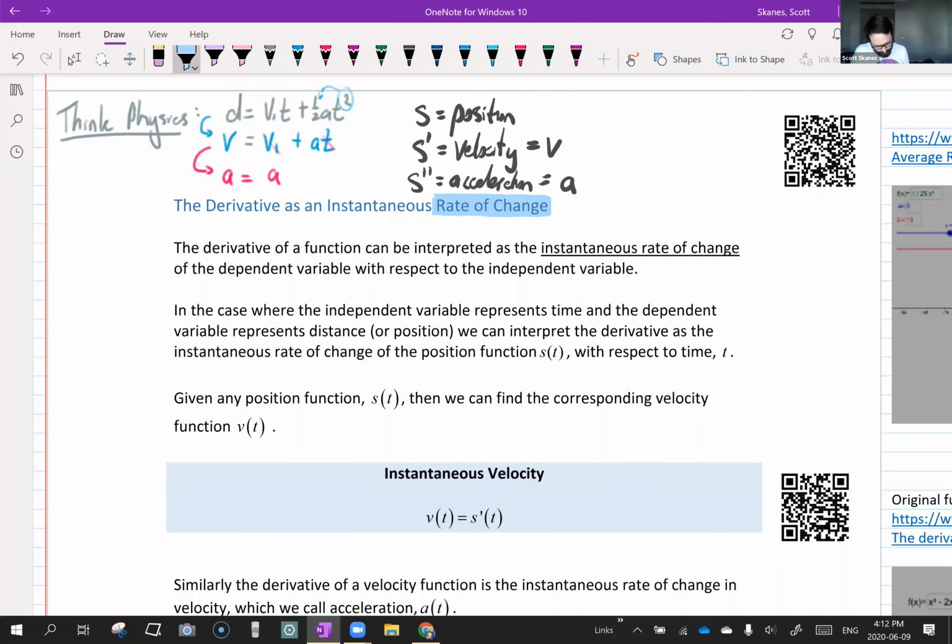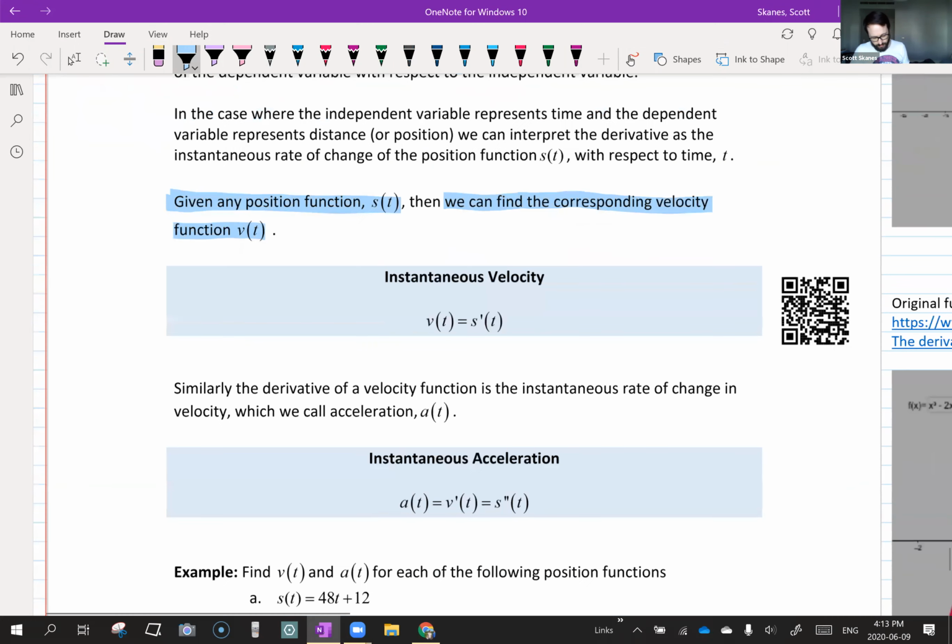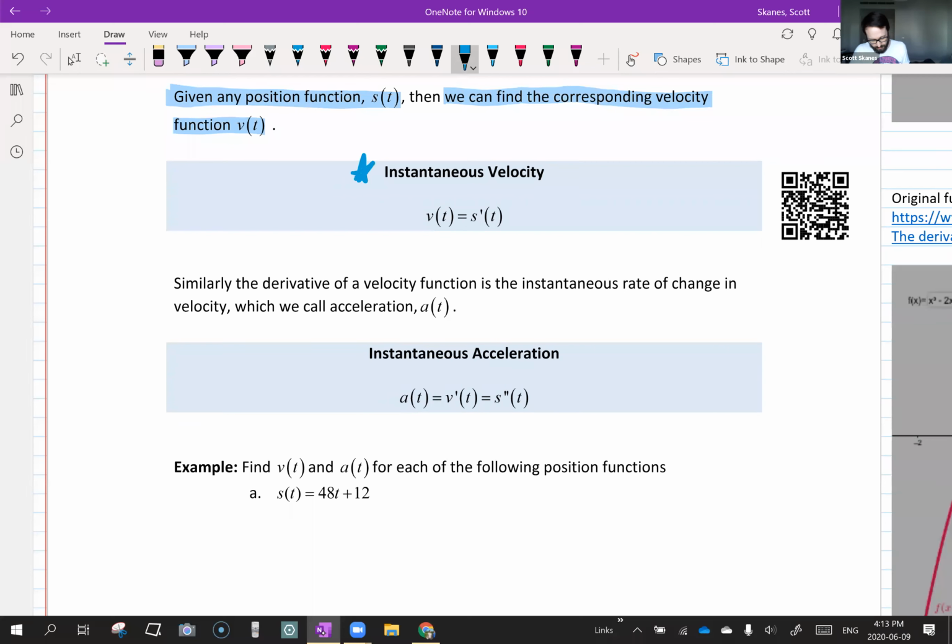Let me just make it clear to you. The derivative of a function can be interpreted as the instantaneous rate of change, the exact rate of change or exact velocity at a certain time with respect to a variable. In other terms, given any position function, s of t, we can find the corresponding velocity function. Just get the derivative. Let me finish going through the definitions here. The instantaneous velocity, what is it? It is the derivative of position. What is the instantaneous acceleration? It is the derivative of the velocity, or the second derivative of the position.